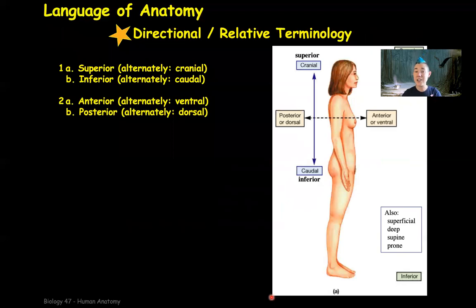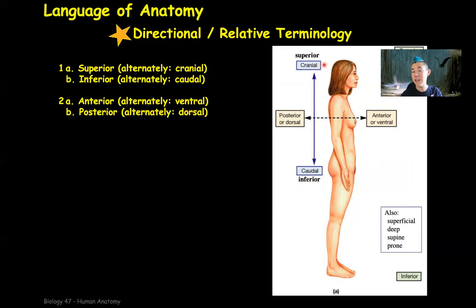Some other standard language of anatomy includes directional terminology or relative terminology. So describing where on the body a part is in relation to something else. So right now we're looking at the patient from a side view, and some of the directional terms to start understanding would be superior and inferior. And this is used to refer to structures that are on the trunk. So superior means toward the head, inferior means toward the feet.